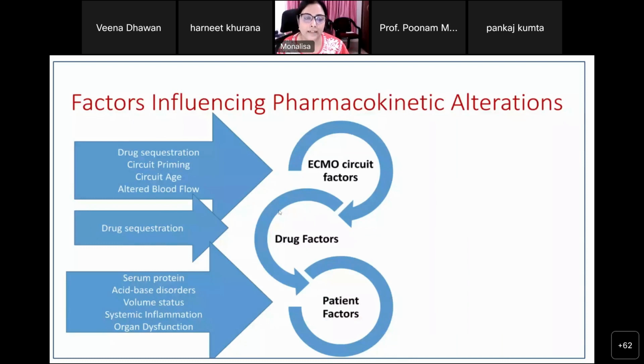Apart from that, there are a lot of drug-related factors also, like what? Like whether it's a lipophilic drug or a hydrophilic drug. Now, the volume of distribution and the protein binding all depend upon how the drug is going to be treated in your body.